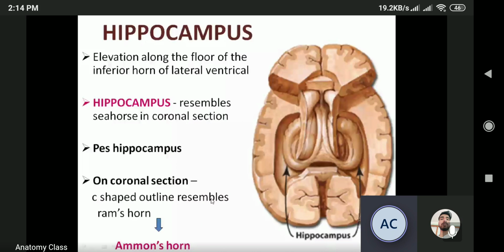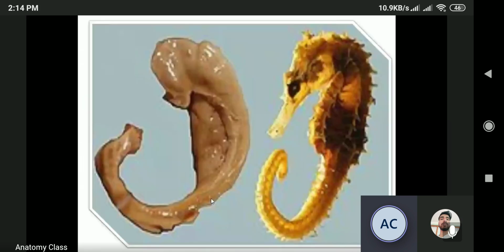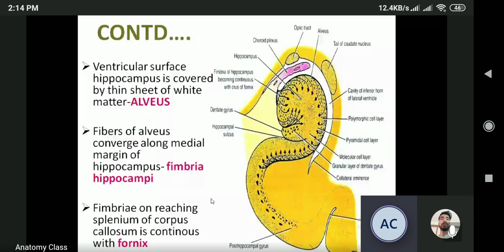Then again here, this is the parahippocampal gyrus, this is the dentate gyrus, and here this is the hippocampus as a whole. Okay, so this small gap here is the cavity of the inferior horn of the lateral ventricle.